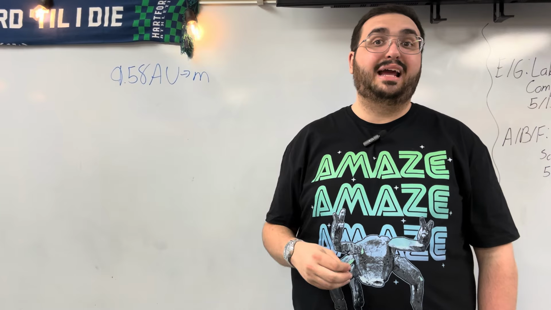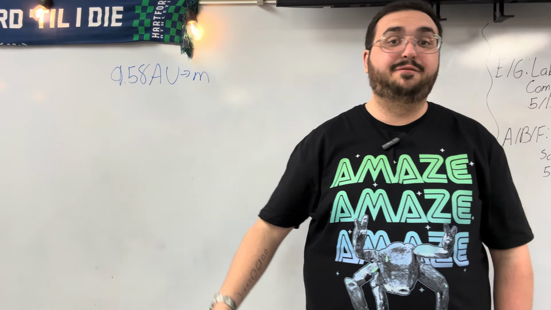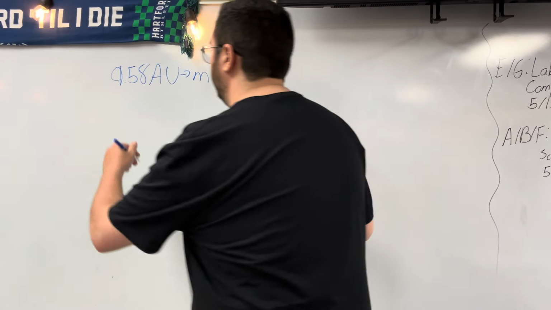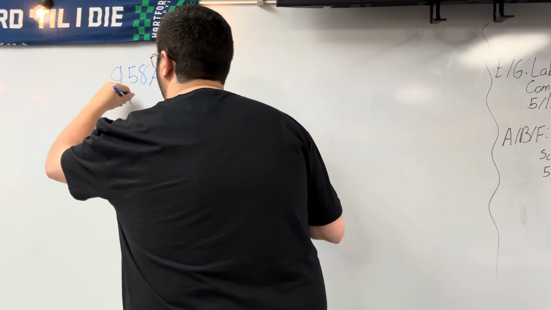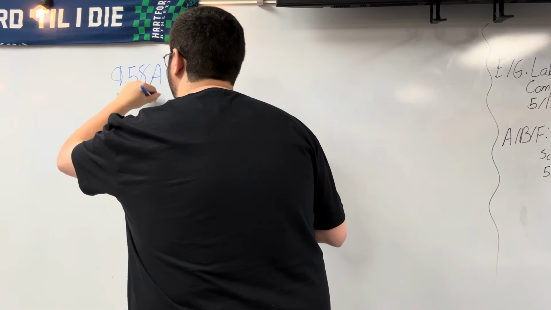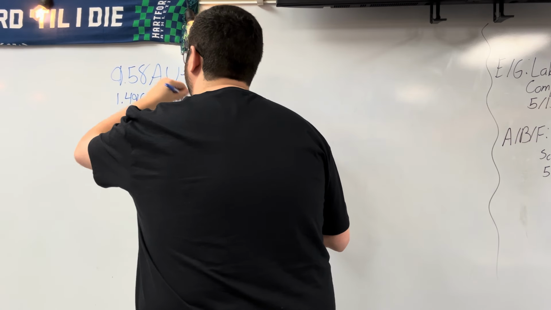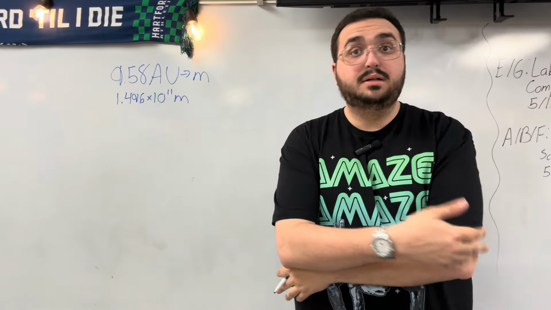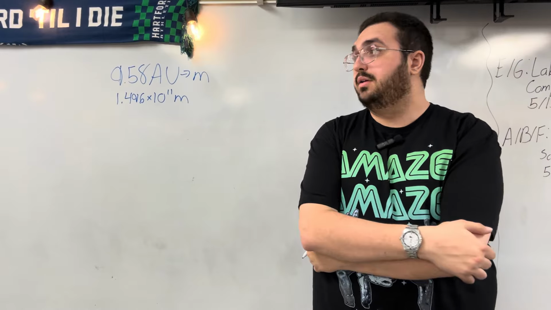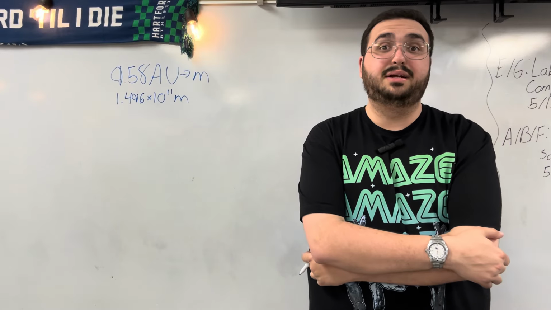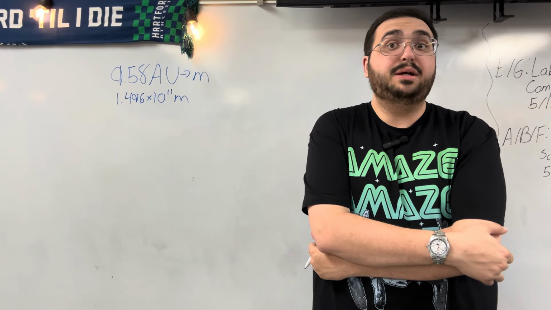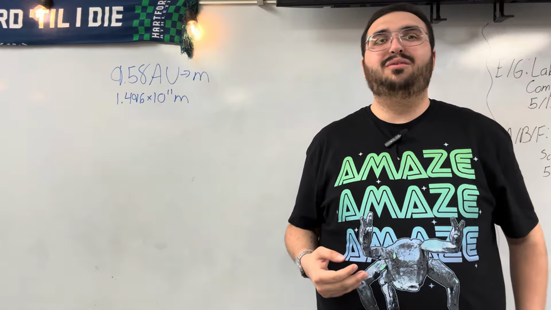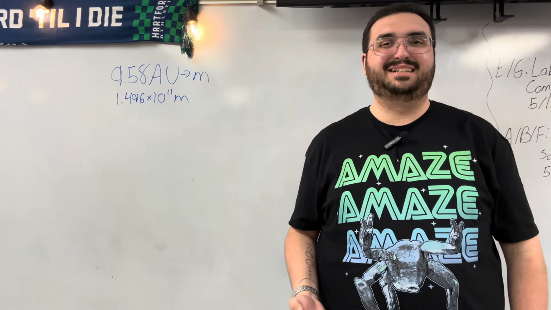Now, that is still a really, really far distance. In fact, it is actually 1.496 times 10 to the 11th meters. I could say, oh yeah, Earth is 1.496 times 10 to the 11 meters away from the Sun, and that would be correct. But it wouldn't really mean much.